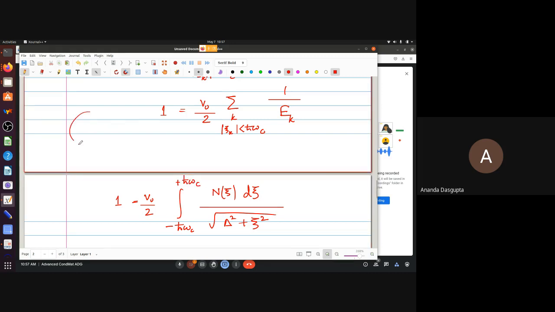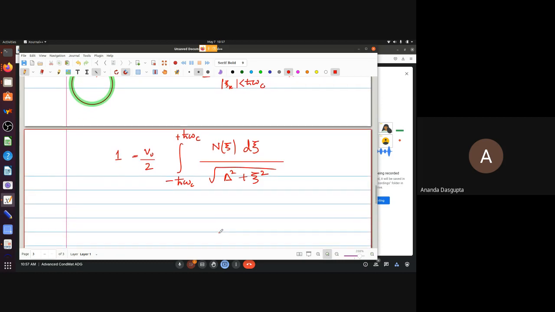In other words, you are actually doing this over a narrow region surrounding mu, of thickness twice h cross omega c. So this thickness, from mu, is this much below and this much above. Okay. So this is what we need to do. Now, the next step is, of course, to evaluate this integral. And to evaluate this integral, you need to know n of xi precisely.